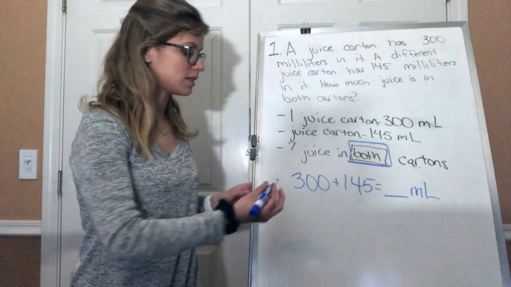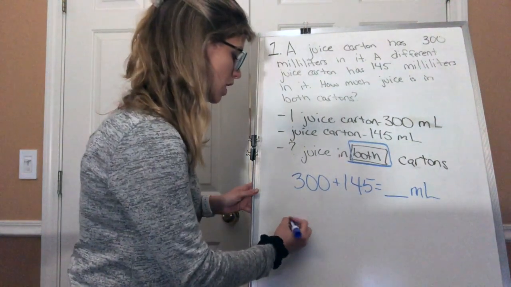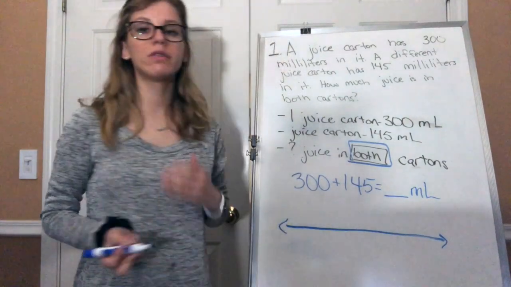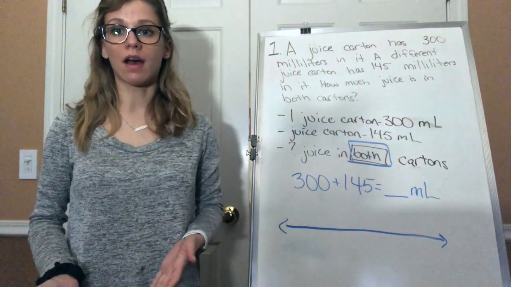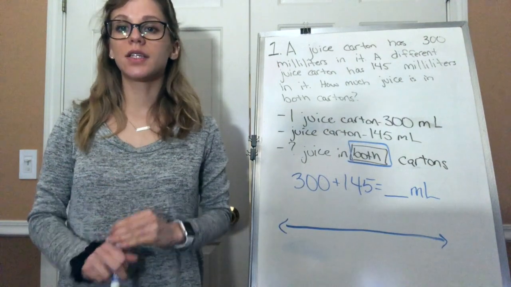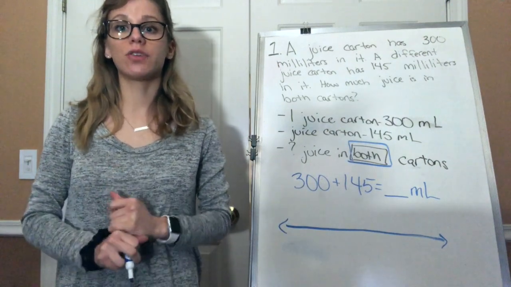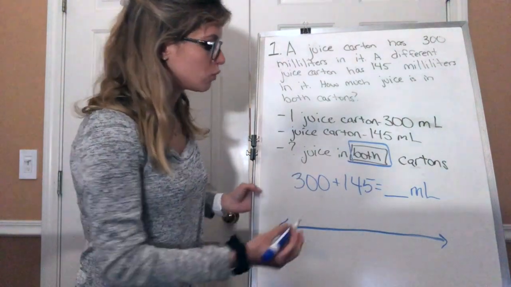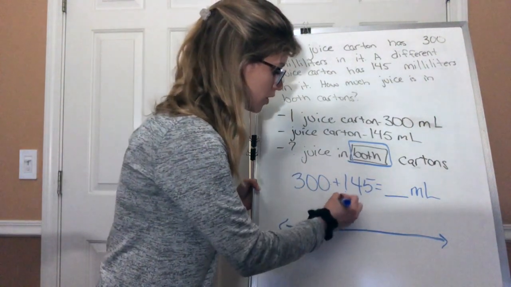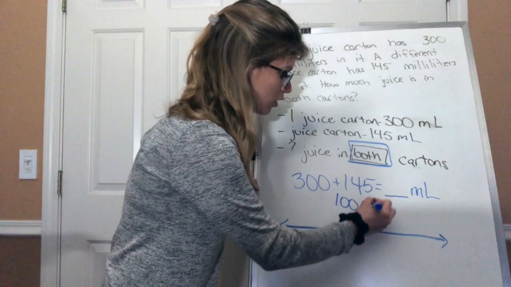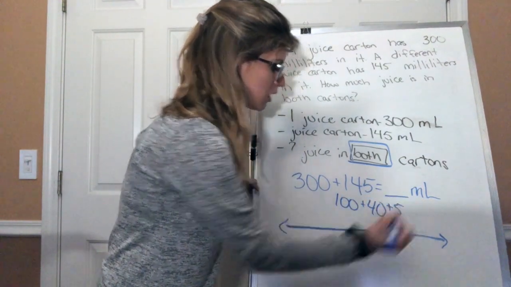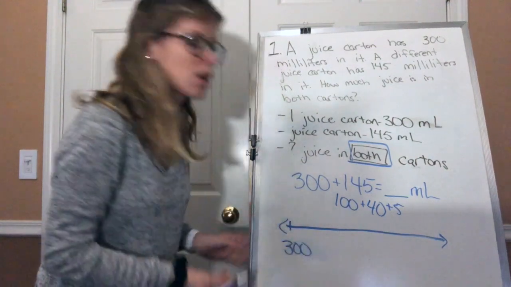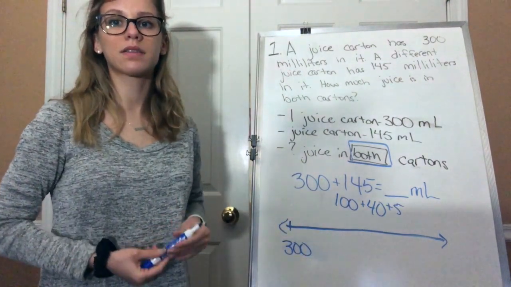So how I can solve for this is on a number line. And I'm using a number line because even though I'm at home right now, and even though you're at home right now, I still want us to be using the number line. That way we can make sure that our answers are correct. So 300 plus 145. So this would be 100 plus 40 plus 5. So I'd start at 300. Pause me and think about what I would add next.